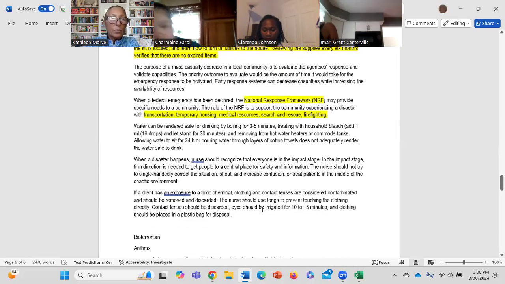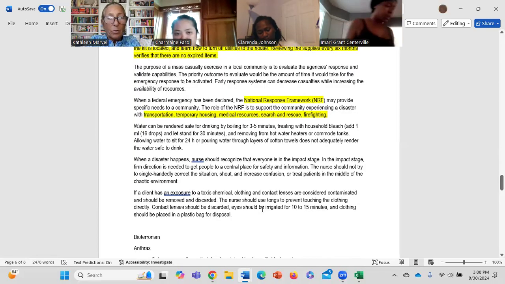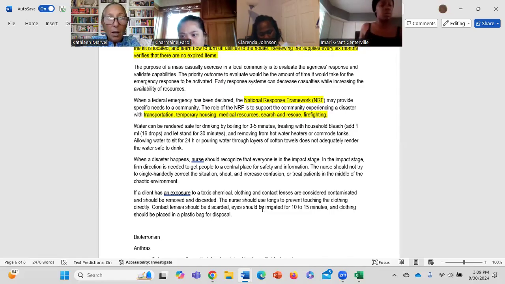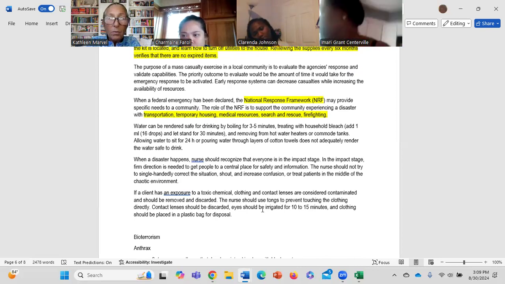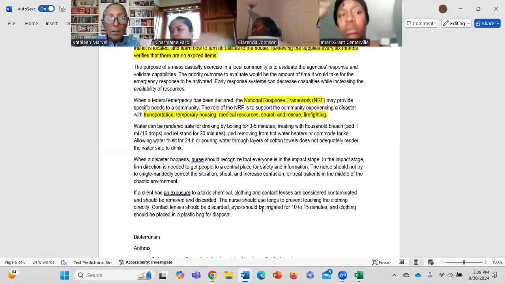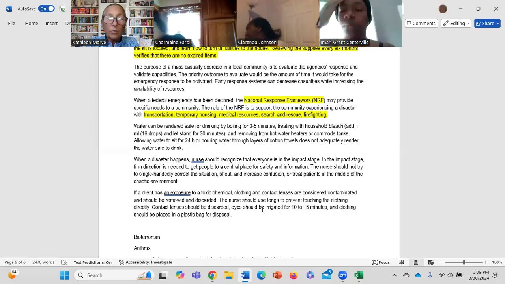Mass casualty exercises with regards to disaster. Those are usually conducted annually, and those bring all the players together who would be involved in responding to a disaster, natural or man-made. Okay, mass casualty exercises bring everybody together. They evaluate communication, response time, roles. So if you're working in the community and are part of disaster planning, you will be involved in mass casualty exercises.